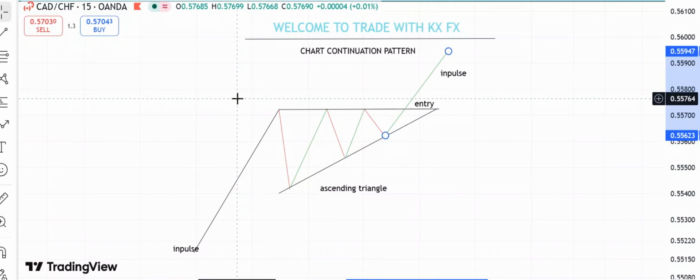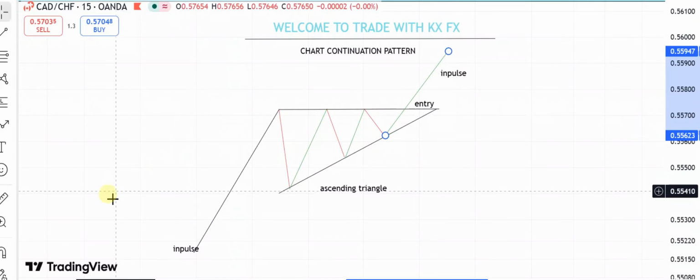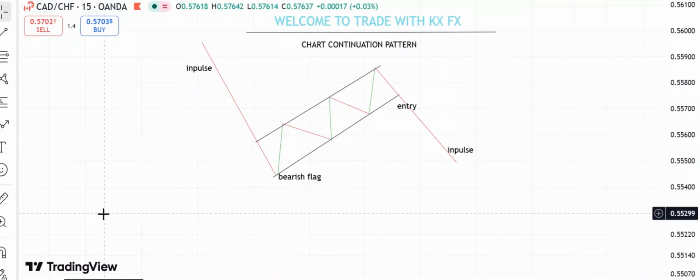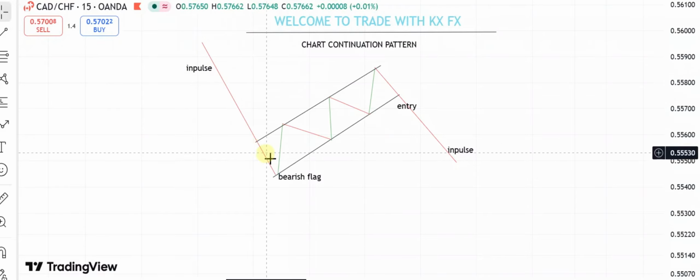And here we have number 2. Under chart continuation pattern, we have bearish continuation pattern. The same way we have bullish continuation pattern, here we have bearish continuation pattern. And under bearish continuation pattern, we have the bearish flag. Now, like I used to tell you people, the opposite of bullish is bearish. The opposite of bearish is bullish. Whatever happens when market is buying will definitely happen when the market is selling. So now the reverse is the case. This is the bearish flag. What happens? This is an impulse move.